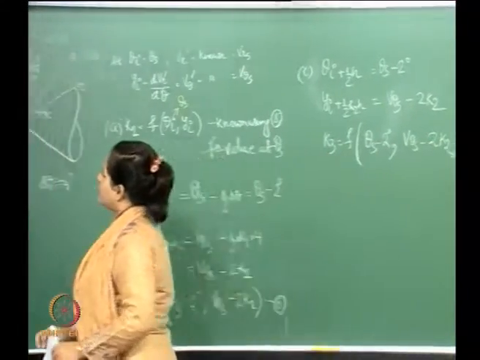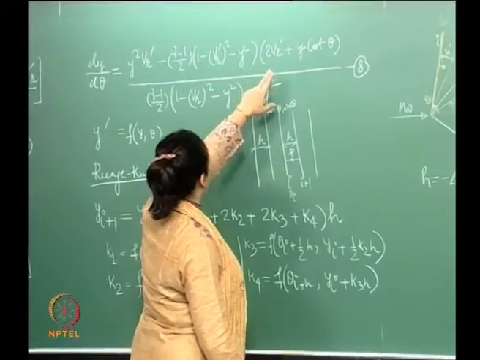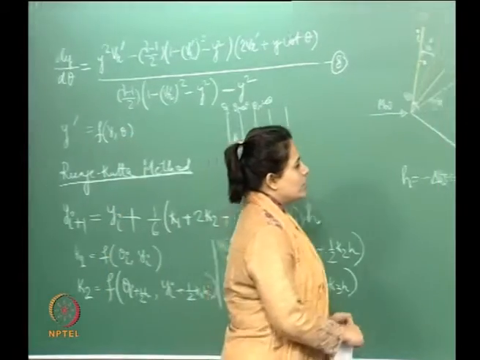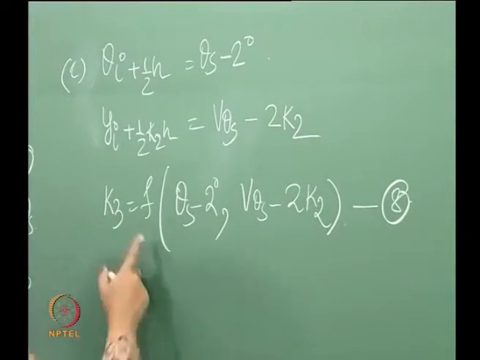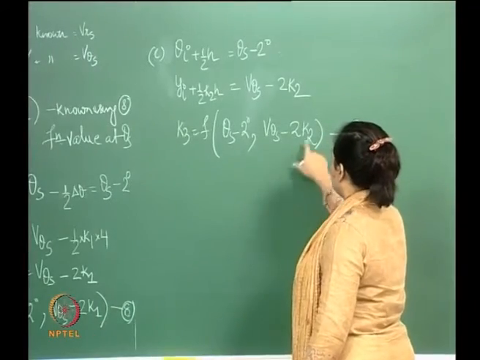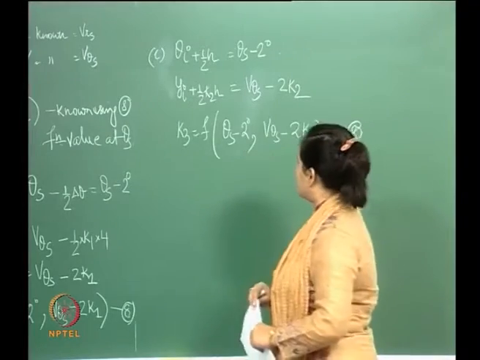So, you come back in here. Using the same theta, just change the y values here, and what we get is the function value at theta s minus 2 for v theta s minus 2 k 2.